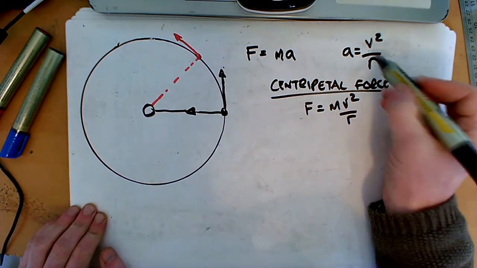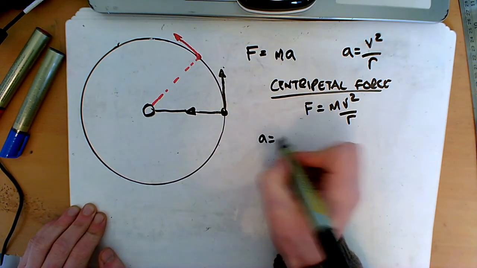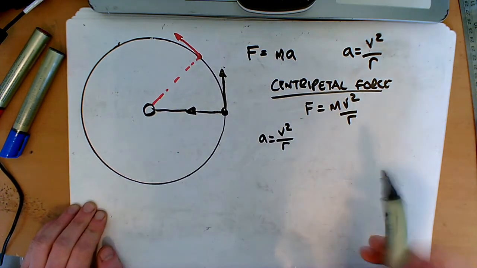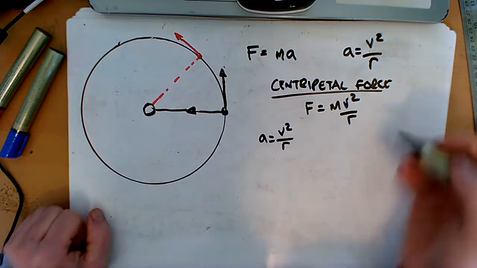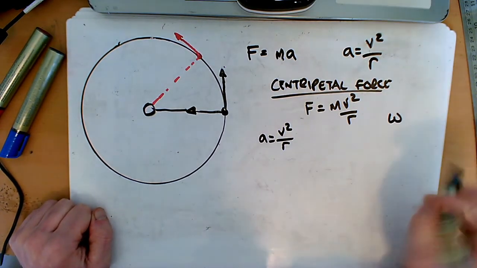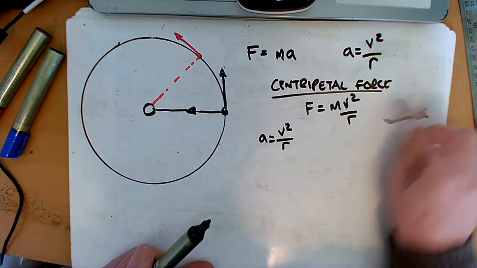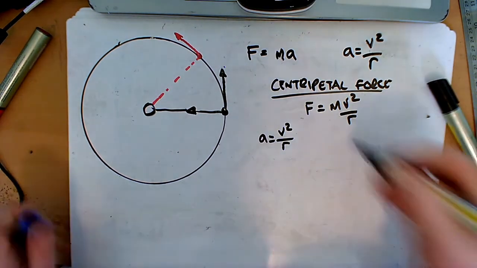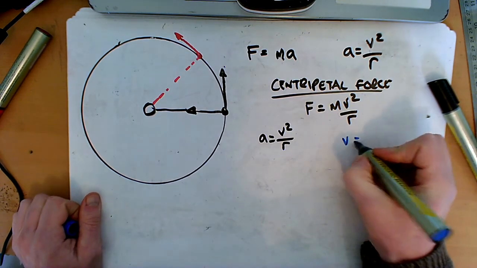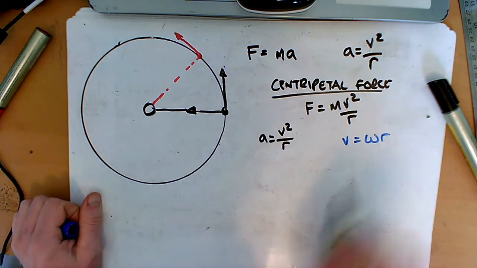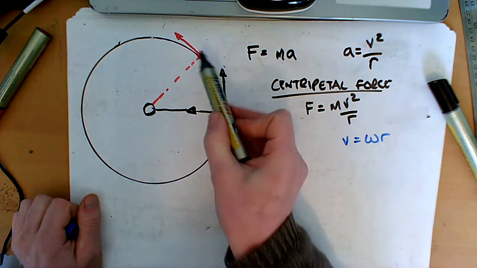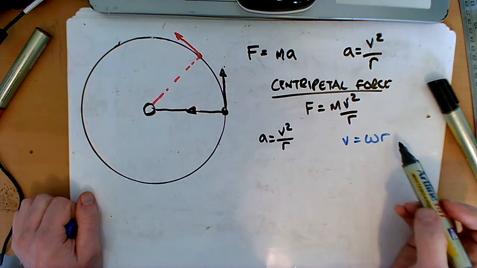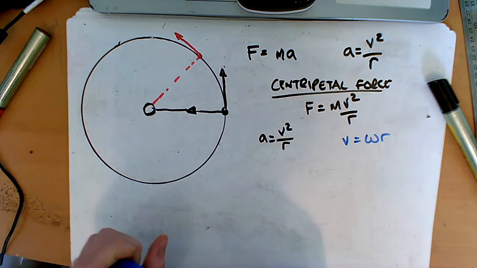Okay, but we can do a little bit more than this. If we look at a equals v squared over r, when we're dealing with circular motion, we love to have things in terms of omega. Do you remember our angular velocity? We can do this. If we remember one of our equations, we had v is equal to omega r, didn't we? So the linear velocity, the speed that this is traveling at, is our angular velocity times the radius, the distance from the center.